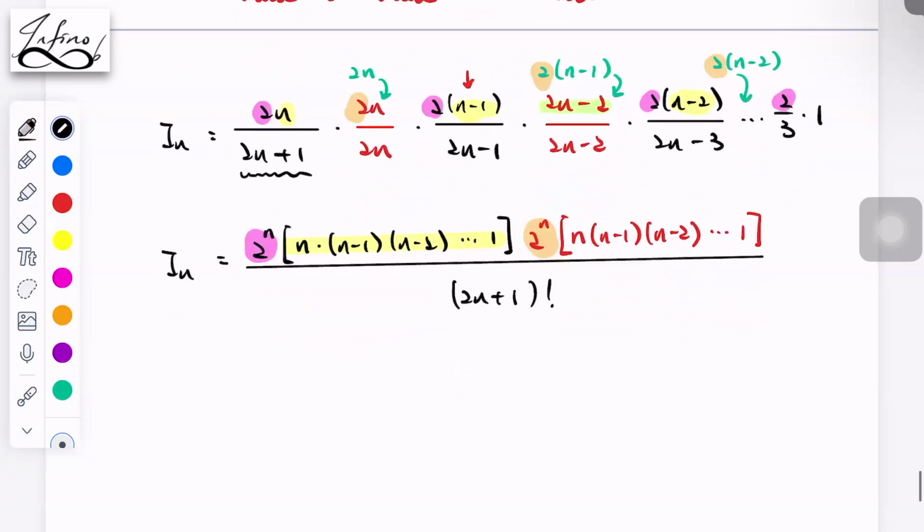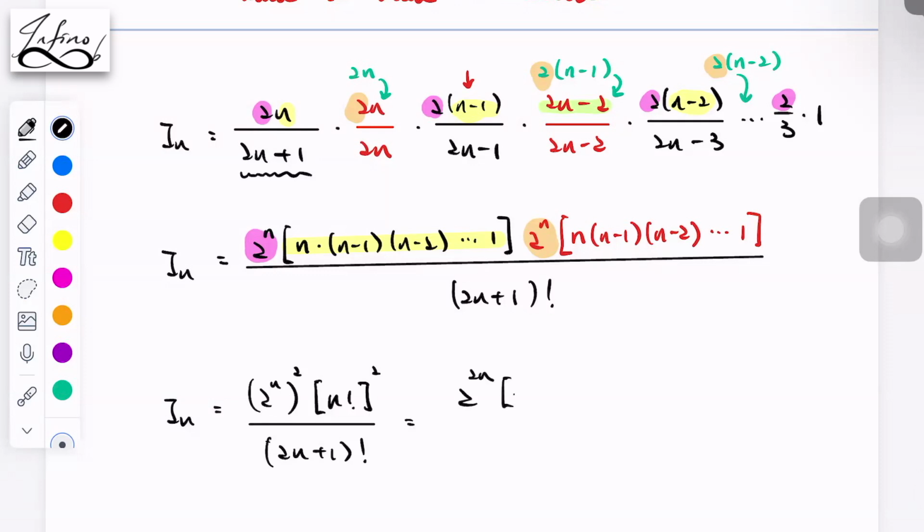And that's why the final answer will be, I have 2 to the power of 2n, and then I have n factorial squared, and the denominator will be 2n plus 1 factorial. So the final answer will be 2 to the power of 2n, and then n factorial squared, over 2n plus 1 factorial. And this a little bit crazy question is done. Okay, so far so good, right, for part 2.